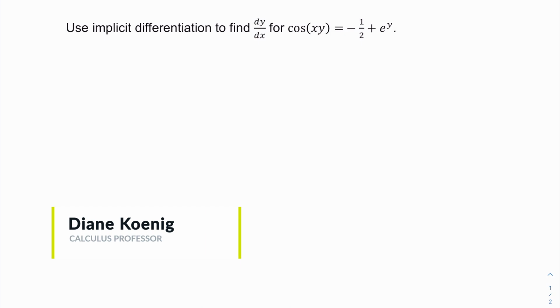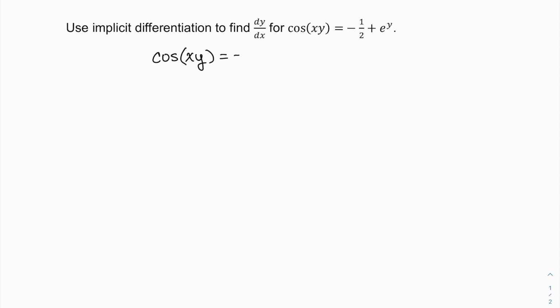Hi there! Welcome to the video on how to use implicit differentiation to find dy/dx when I have a mathematical relation where the variables are mixed together and one's not sorted out on one side of the equal sign. Well, we can still find the derivative using implicit differentiation. Here, our mathematical relation is the cosine of xy is equal to -1/2 plus e to the y.